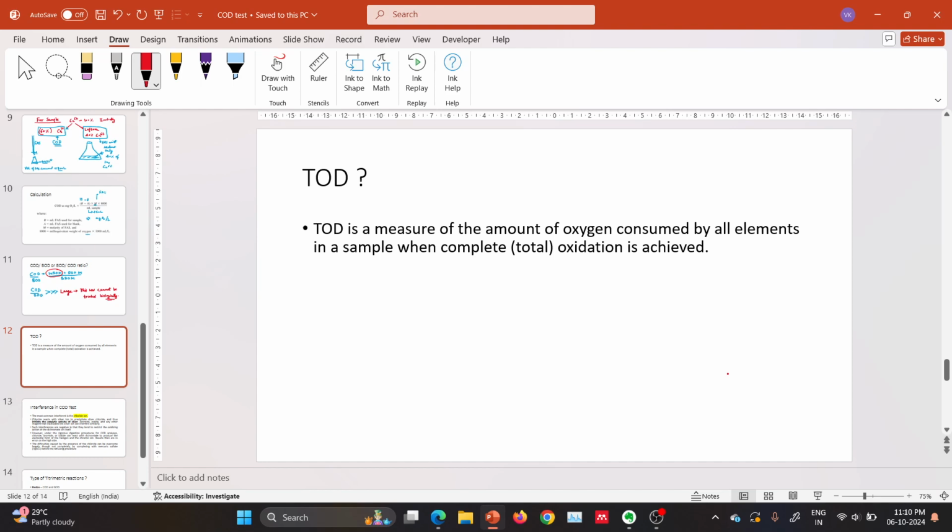What is TOD? TOD is a measure of the amount of oxygen consumed by all elements in the sample when complete total oxidation is achieved. So in water we have so many things like iron, manganese, all the compounds of nitrogen and chloride. There are so many compounds. So for oxidation of all the compounds, whatever oxygen is required, that is called TOD.